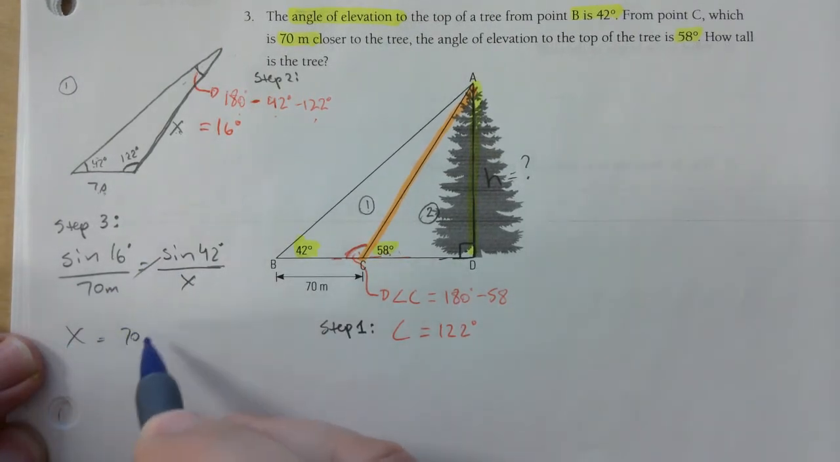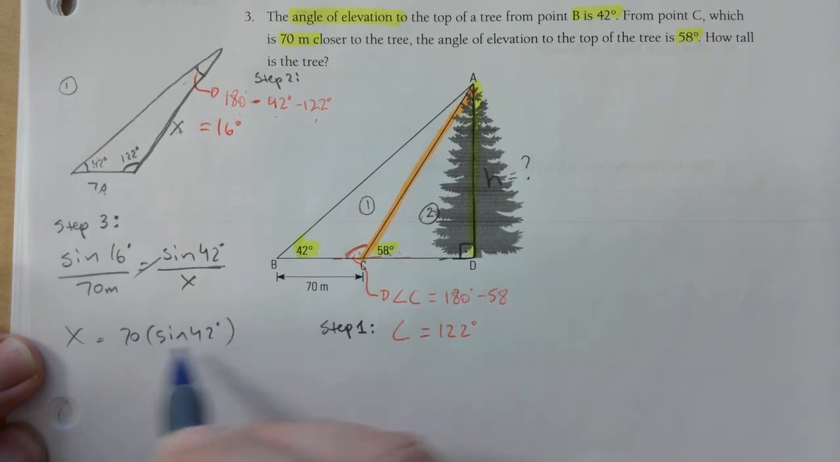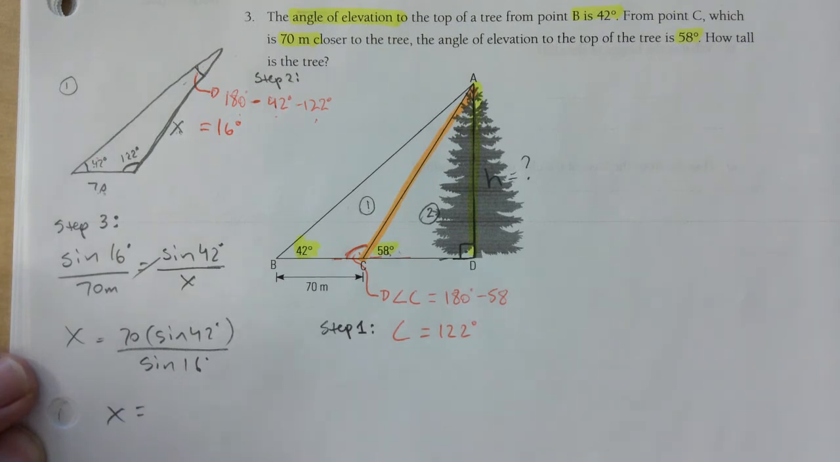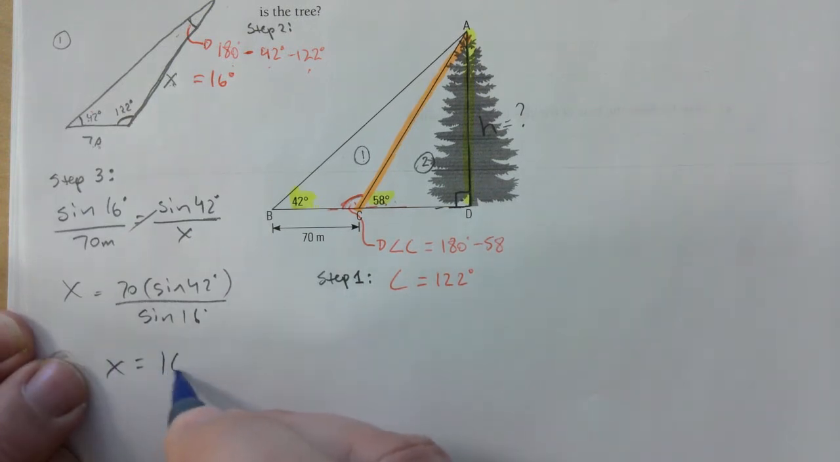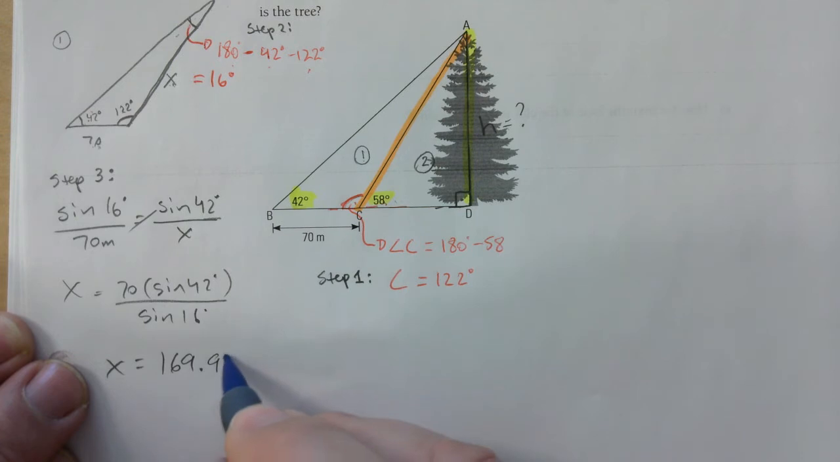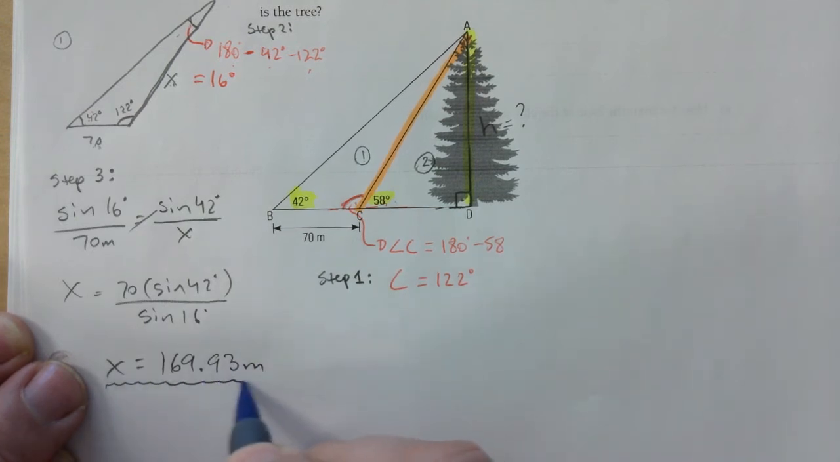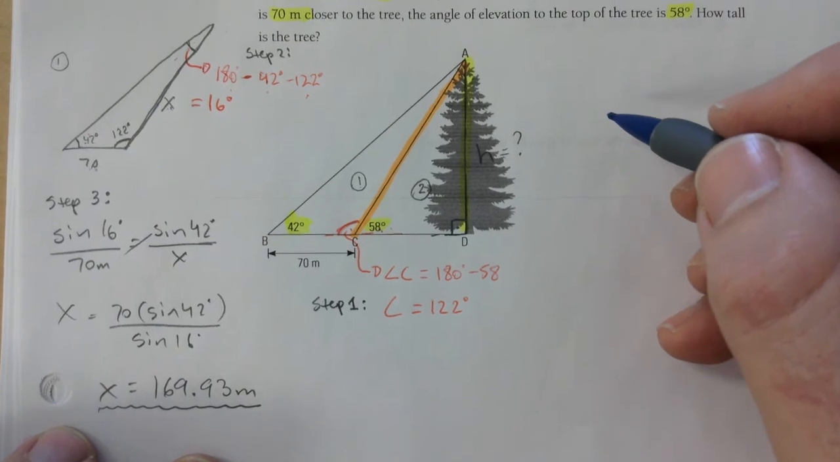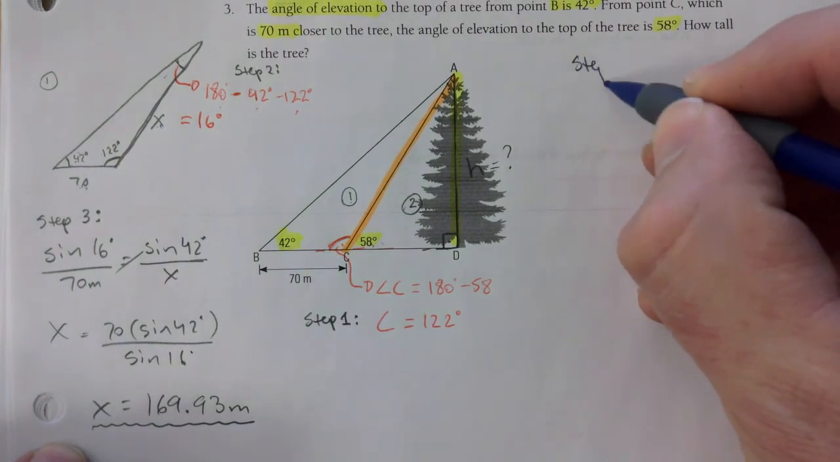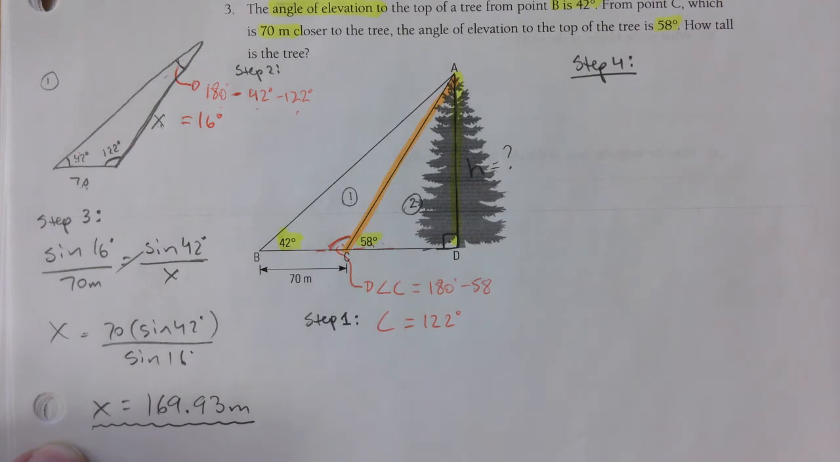Cross multiply, it's 70 times sine of 42 divided by sine of 16. And that's 169.93 meters. I'm just going to underline that because it's important, but it's not my final answer yet. So that's step 3. Step 4. This is the last one.